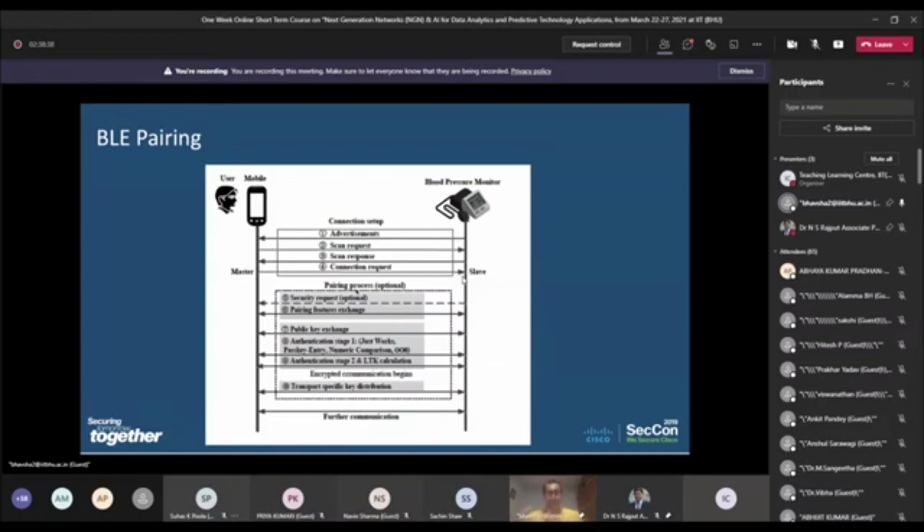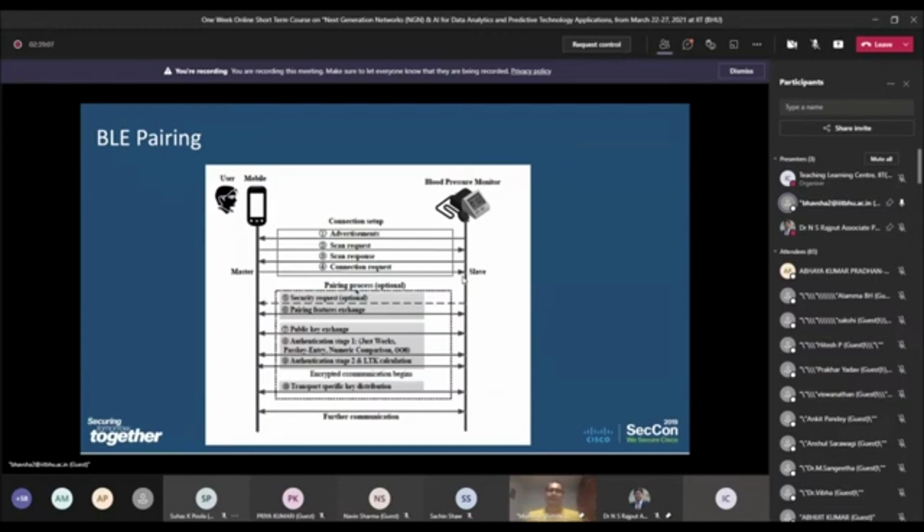Now, during the data exchange, there is one process called bonding. Bonding is nothing but keeping the device, whether you want to trust this device for a longer time. So even during this data communication exchange, there are different flags for bonding. If that particular flag is set, it means it wants to bond this device, which means that this blood pressure monitor wants to trust this device.